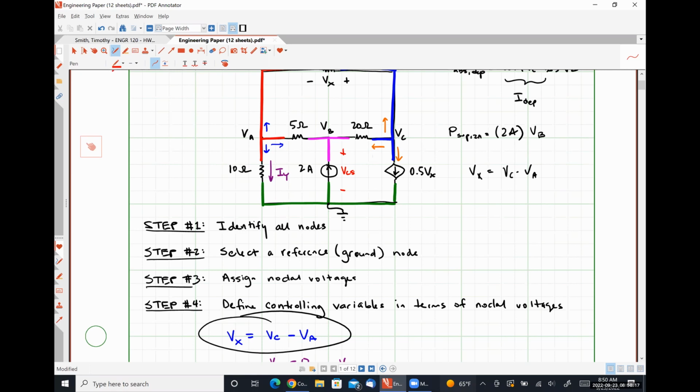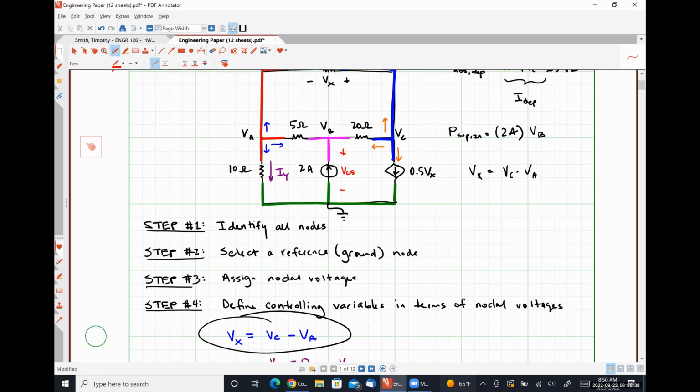So if we want supplied power, we want the current to flow into the negative polarity terminal. If we want the absorbed power, we want the current to flow into the positive polarity terminal. So if we wanted the power absorbed by the 2 amp source, it would be 2 amps times negative VB. All right. Okay, so any other questions?